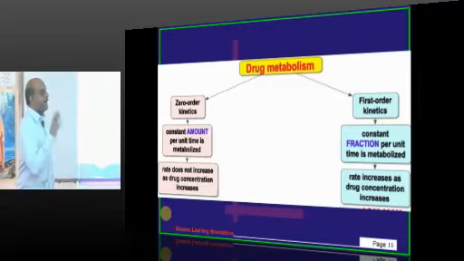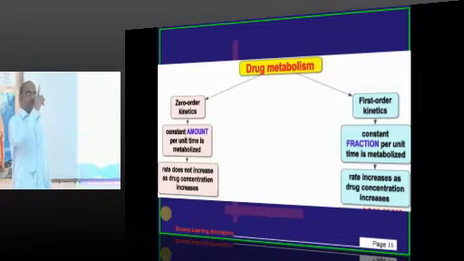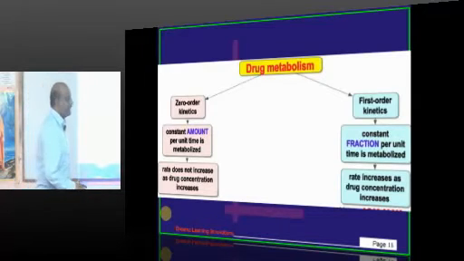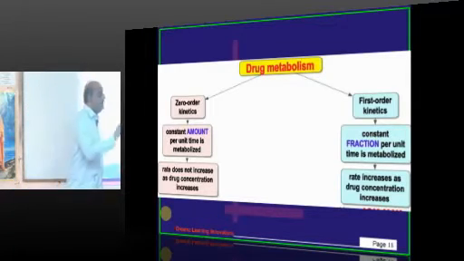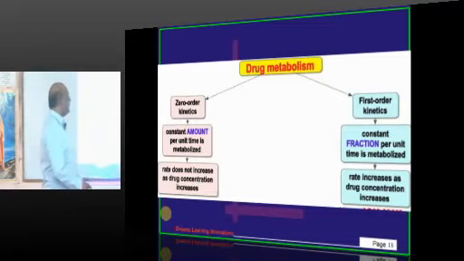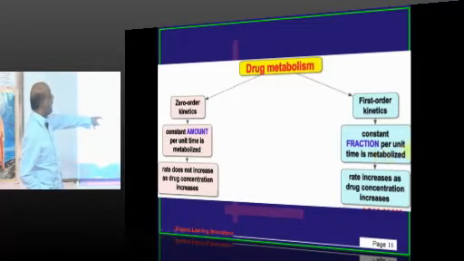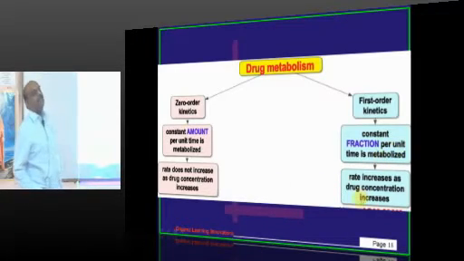What is first order kinetics? In 1 hour 100 became 50. Another 1 hour, 50 became 25. 1 hour, 25 became 12.5. 50% proportion is getting reduced for every 1 half-life. That becomes first order kinetics, where a constant fraction per unit time is metabolized.